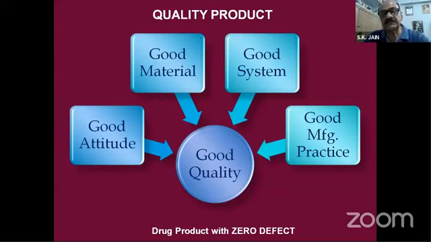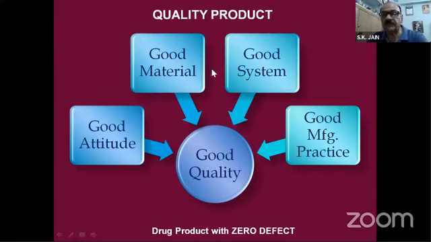So good material is very important, and then you have to have a good system also. Good system is where you are making your drug product, right? So the pharmaceutical industry should have a very good system. And last is the good manufacturing practices. This is also a very important aspect of pharma manufacturing. All of these come under the good manufacturing practices.